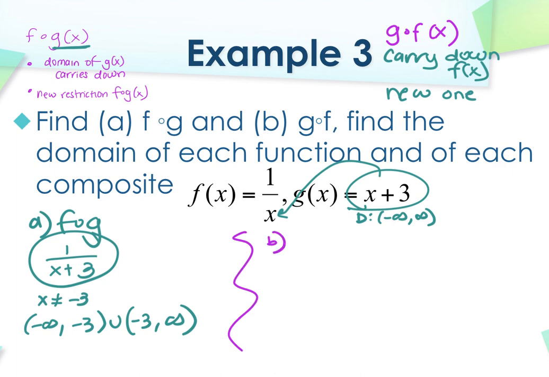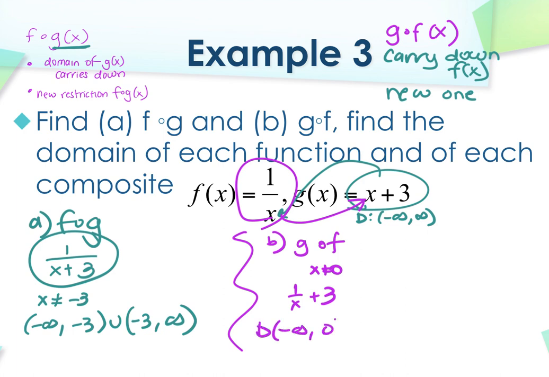In B, it's g of f. Now I go to f. Is there a domain restriction on it? X can't equal 0. Then I put f into g, and I get 1 over x plus 3. And I check that. Is there a new restriction? It's the same as it was. So my domain is negative infinity to 0 and 0 to positive infinity.